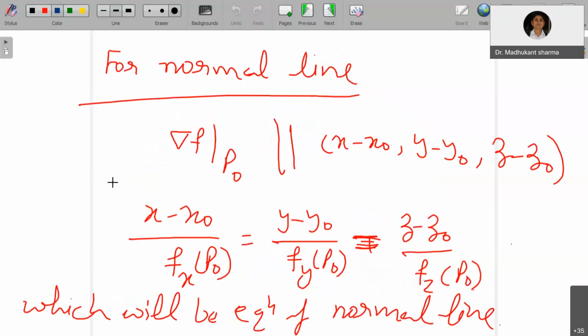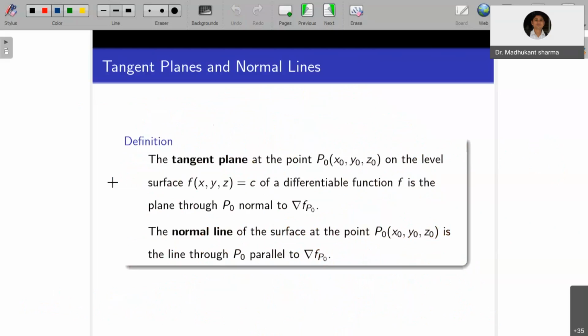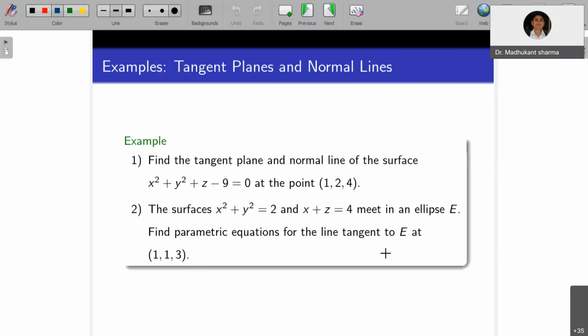So we now have both the equation of the tangent plane and the equation of the normal line. These are the definitions. The tangent plane at the point P₀ on the level surface of a differentiable function f is nothing but the plane through P₀ normal to grad f at P₀. And the normal line of the surface at the point P₀ is nothing but the line through P₀ which is parallel to grad f. So we have the equation of tangent plane and normal line.